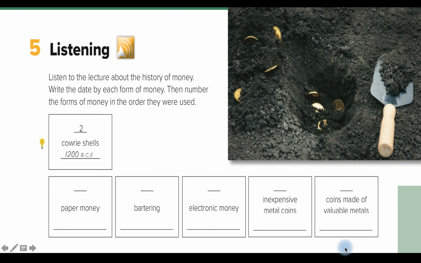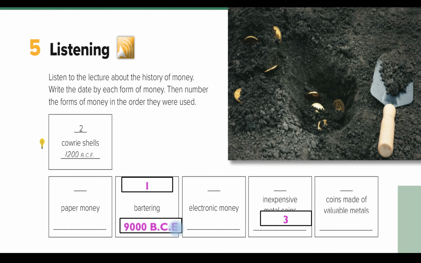Okay, so right now you have listened to a lecture talking about the history of money. The first form of money that appeared was bartering, okay? And it appeared actually in the year 9000 BCE, before the Common Era, or before Christ.